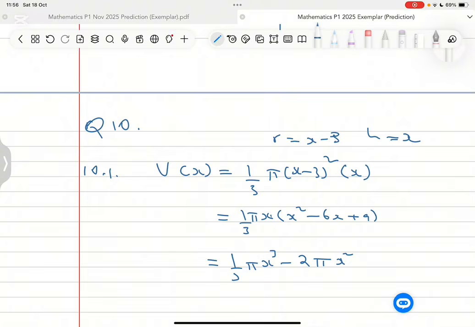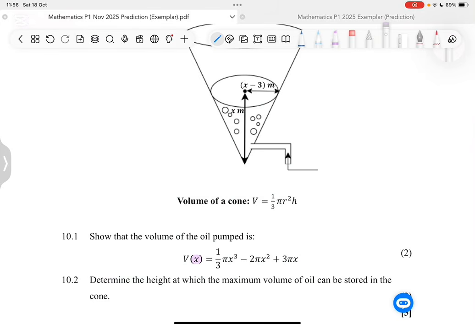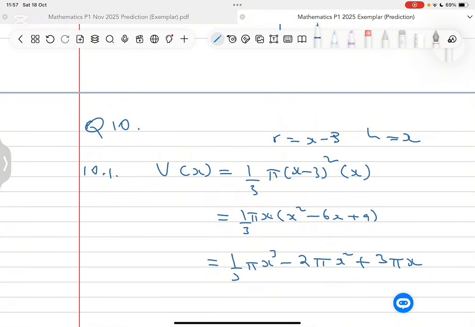And when we multiply the last number, the 1 over 3 and a 9, it should give me a 3. So we're going to have a plus 3 pi x. So our answer should look like 1 over 3 pi x cubed minus 2 pi x squared and 3 pi x. And that's exactly what we have there. So basically we have shown that. So you can say here, hence shown.